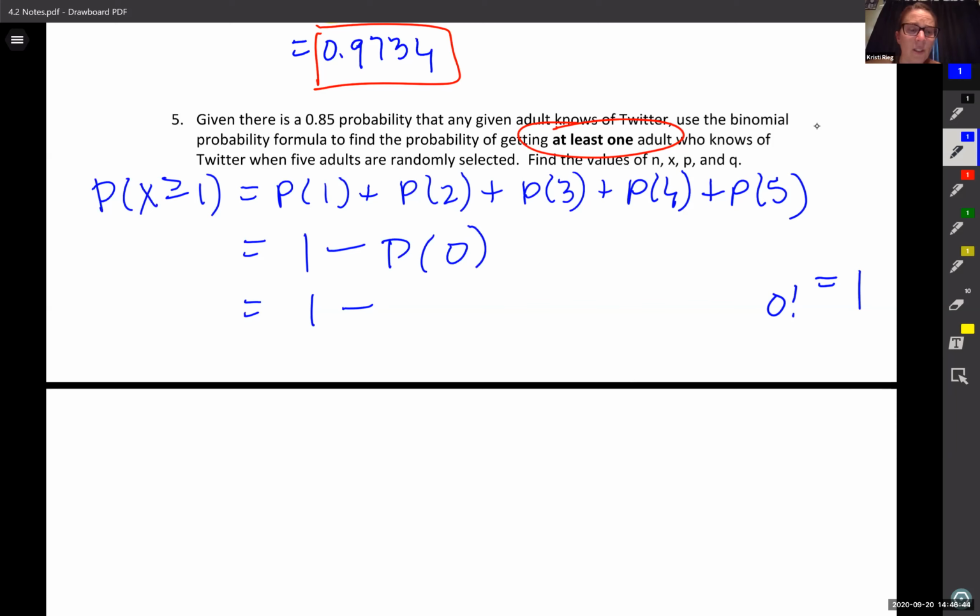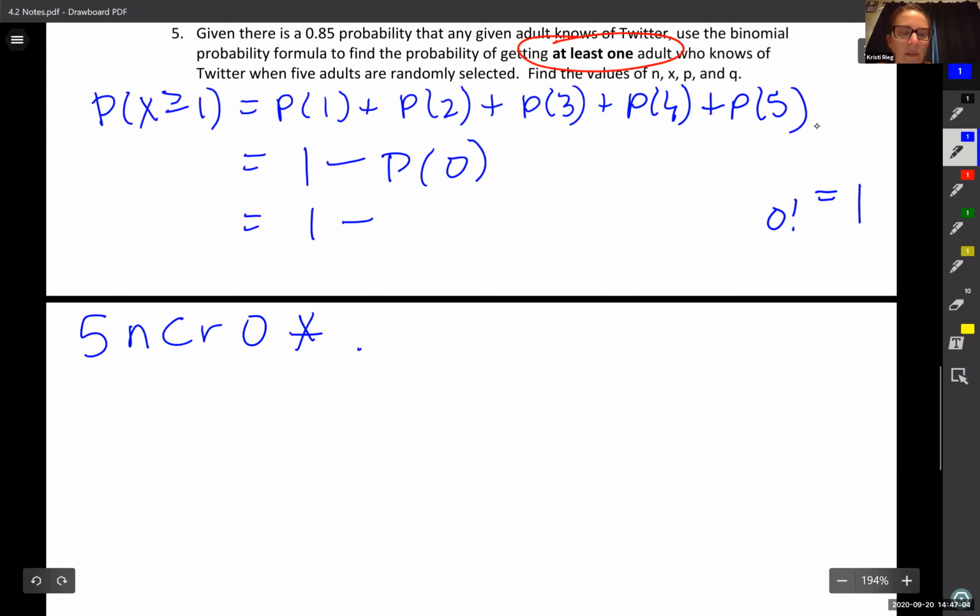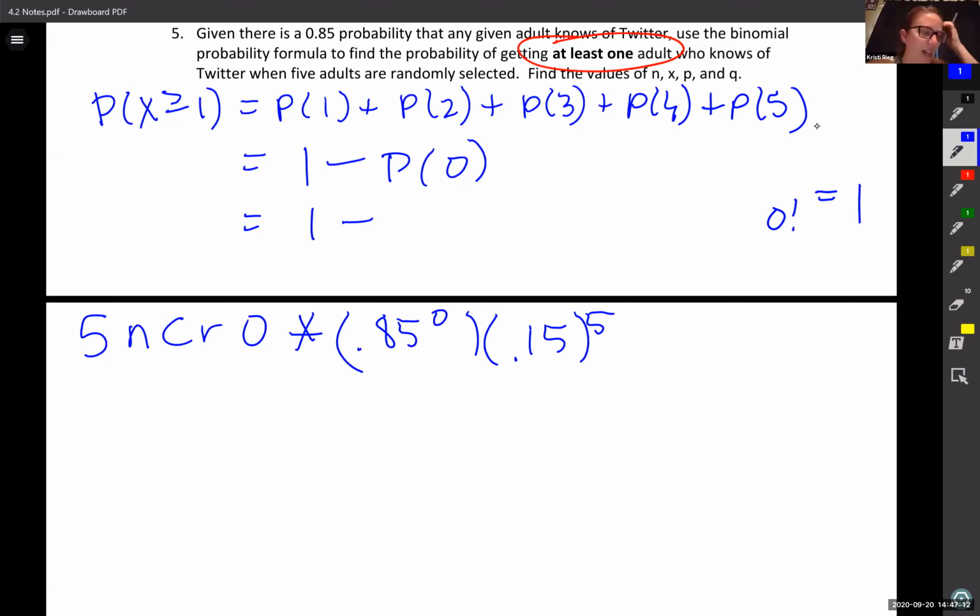Okay, so I'm going to use the N choose R button again. So I have 5 choose 0, and my 0.85 is going to be to the 0 power. My 0.15 is going to be to the 5 power. So this is what I typed in: 5 choose 0 times 0.85 to the 0 power and 0.15 to the 5th, or the 5 minus 0, or 5th power. And I get this really tiny number that's really even too hard to write because there's so many numbers.